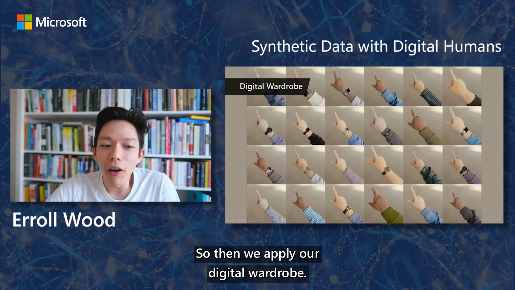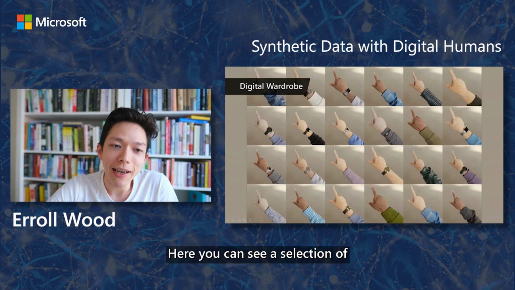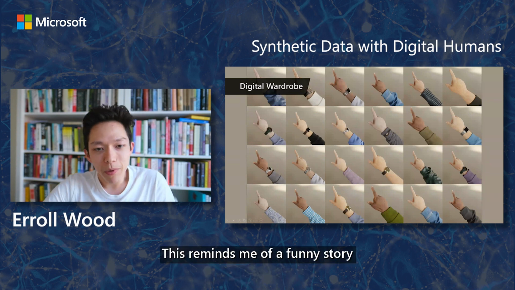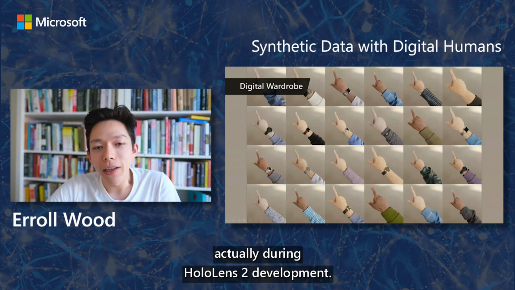And so then we apply our digital wardrobe. Here you can see a selection of different sleeves, watches, and rings. And this reminds me of a funny story actually during HoloLens 2 development.